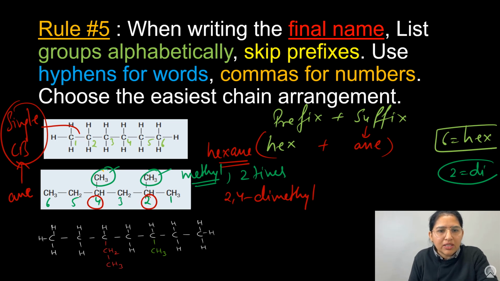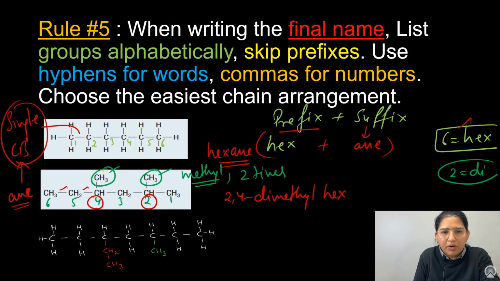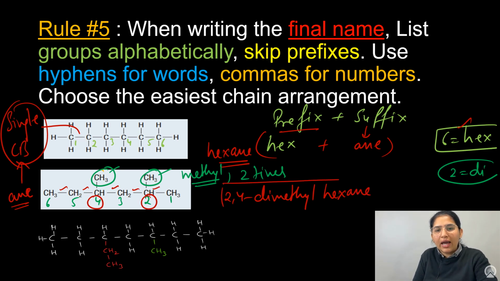Now let's see again the prefix for it. Again it is 6 carbons, so it should be hex. And then what type of bond are the carbons having? Again they are having a single covalent bond. They are having only single bonds between carbons, so it's going to be written as ane. So it will become 2,4-dimethylhexane in this case.